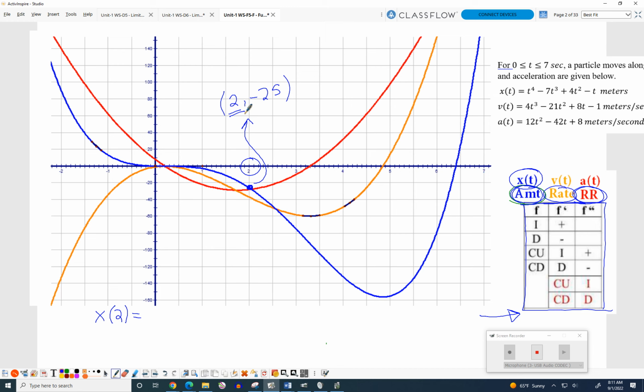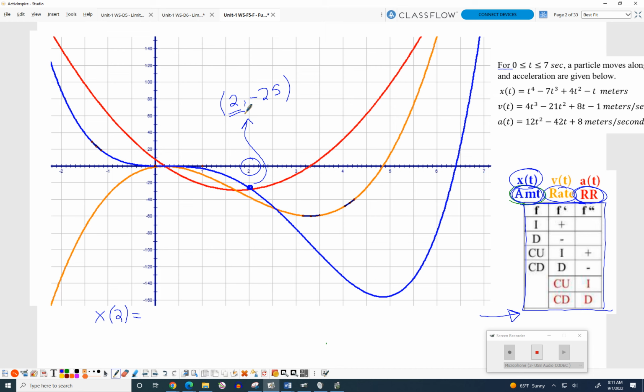Gotta keep reminding you, don't look at the board and think particle. It'll cause errors. It'll cause trouble. Get you all confused. Look at the board and just think numbers, and then interpret what the numbers represent. So the 2 represents 2 seconds into the particle's journey. Okay, it's like it's keeping track of things about the particle at different times.